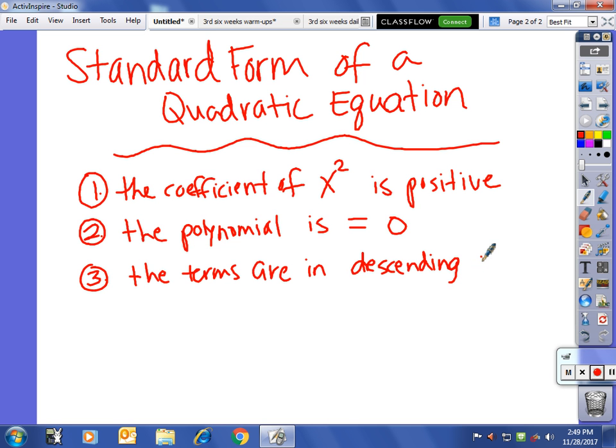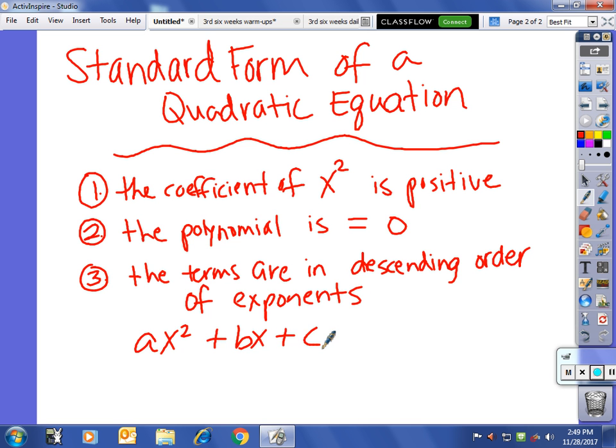The terms are in descending order of exponents, which is what all of our problems have looked like. They've all been rigged for us to start with the x squared term, and then the x term is in the middle, and then the constant is at the end. They're in this form: ax squared plus bx plus c equals 0. This is what it means to be in order. You've got your x squared first, then your plain old x, and then your constant at the end.